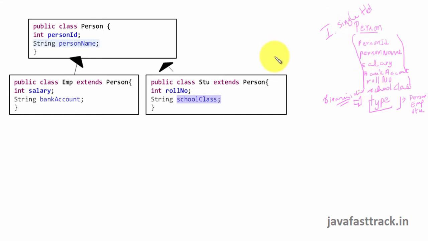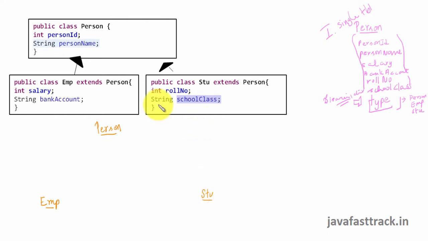Next strategy is called as table per class strategy. We have 3 classes, so you'll have 3 tables. Say I have a person table to store person related data. Then I have an EMP table to store EMP related data. And then we have a table, student STU table, to store student related data.